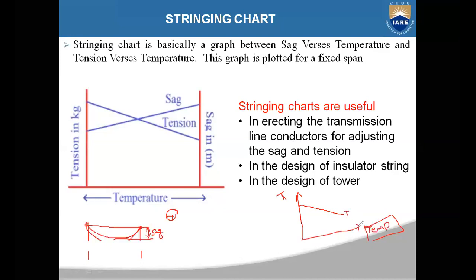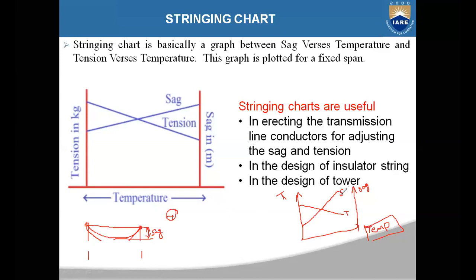Now on the same graph, you take sag also on the y-axis. Then you draw the sag versus temperature curve. When you increase the temperature, the conductor will expand and sag will increase. So the sag increases as the temperature increases. So this is sag. This graph is called the stringing chart. A stringing chart is a graph drawn between temperature and tension as well as temperature and sag.